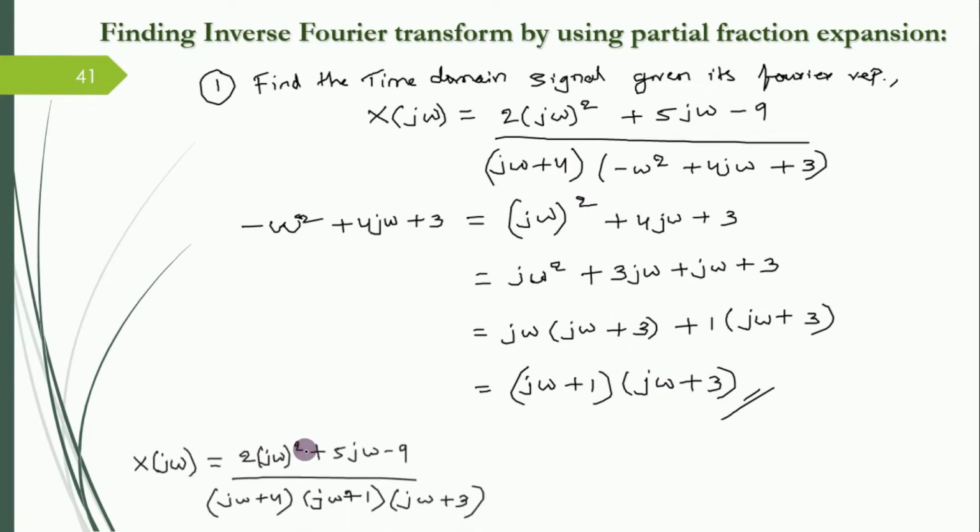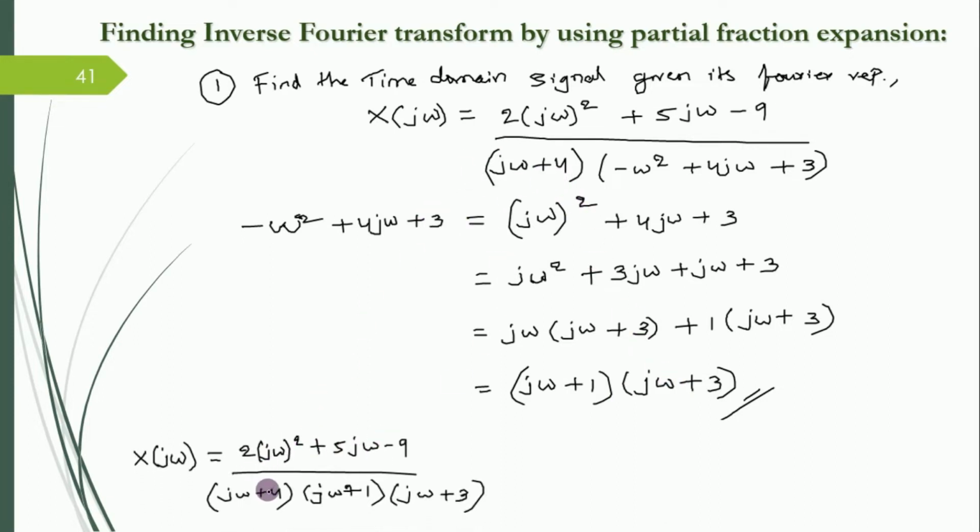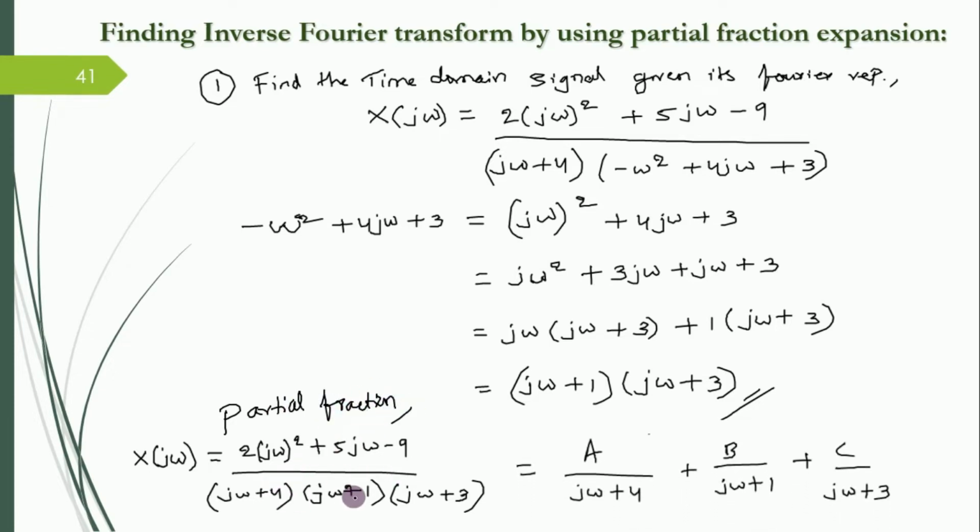So I write the given expression with the denominator changed from the quadratic into the factors that we have just found. Now we need to apply the partial fraction method. There we have three factors, so let me define three variables: A divided by j omega plus 4, plus B divided by j omega plus 1, plus C divided by j omega plus 3.